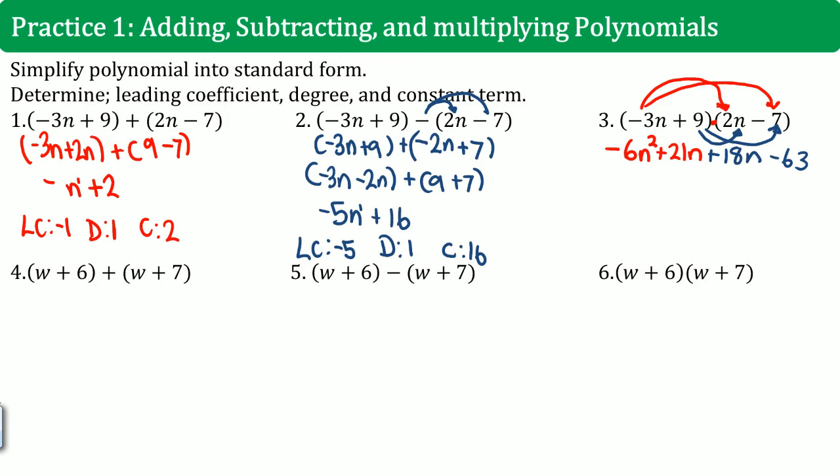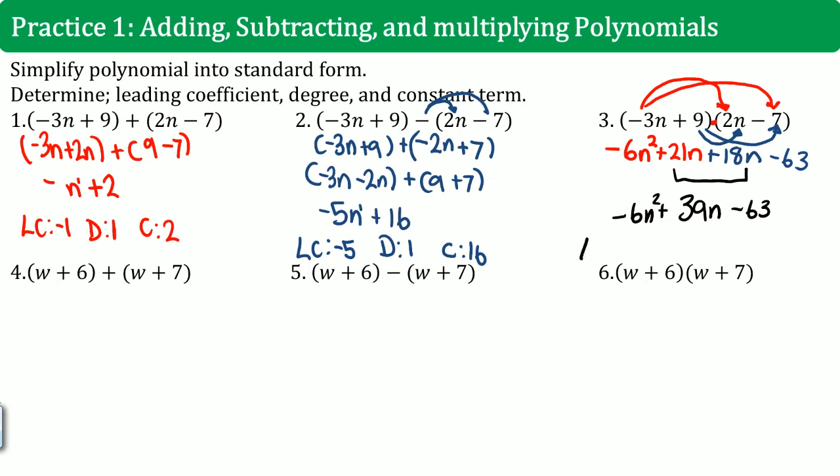Then we have 21n plus 18n. Together, that makes 39n. Nothing happens to the rest. So it is just negative 6n squared plus 39n minus 63.